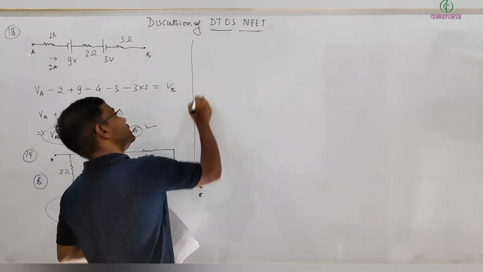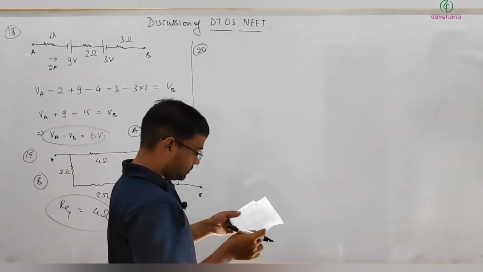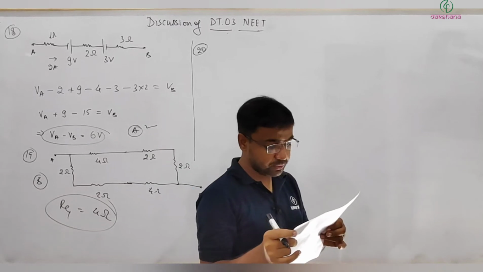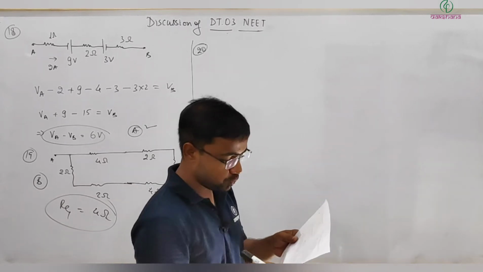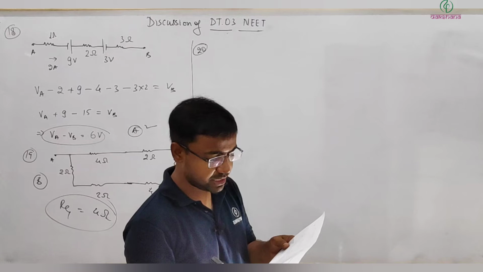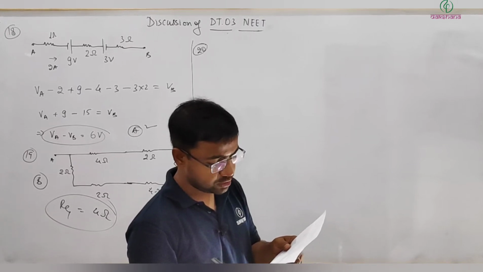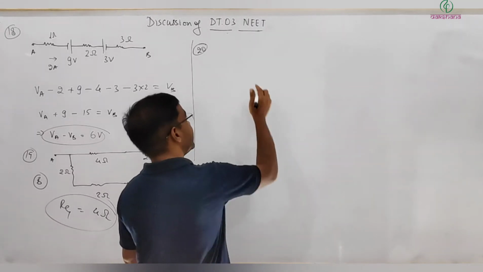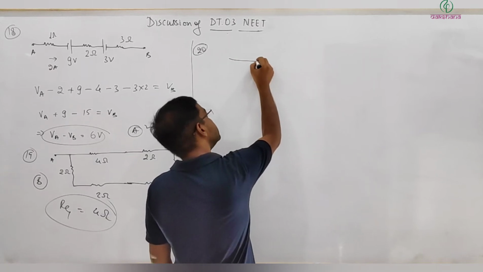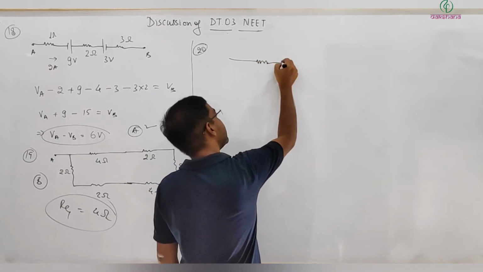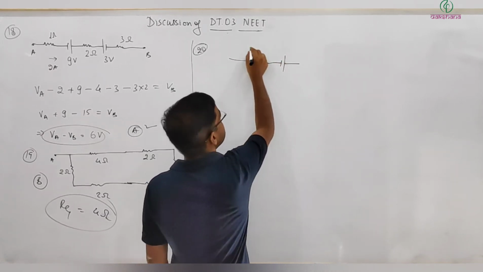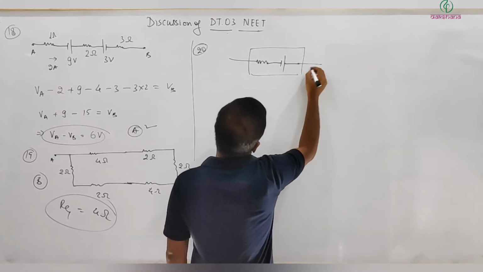Next question number 20. Cell of EMF 6 volt is being charged by a 2 ampere current. If the internal resistance of the cell is 2 ohm, find the potential difference across the terminal of the cell. That's a good question. So here we have a cell. The cell has internal resistance and this complete thing makes a cell.